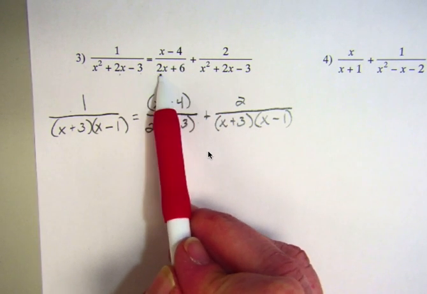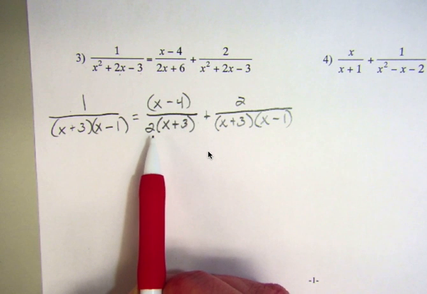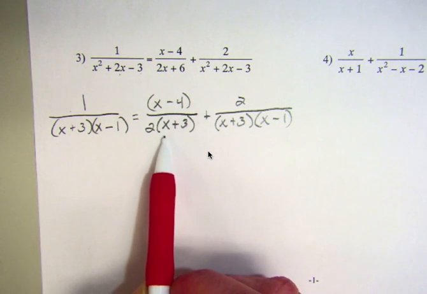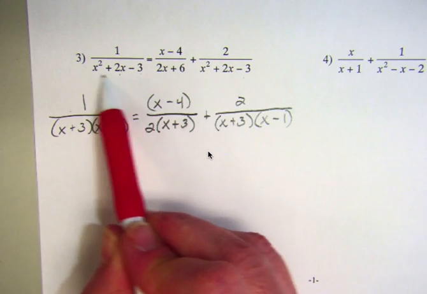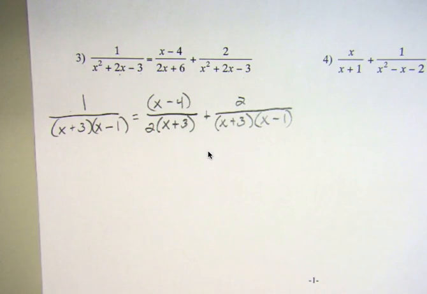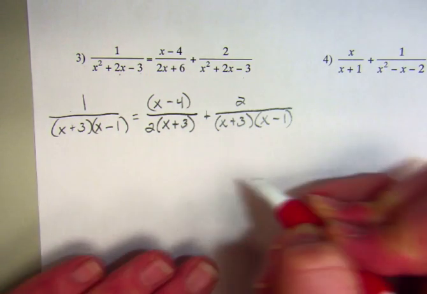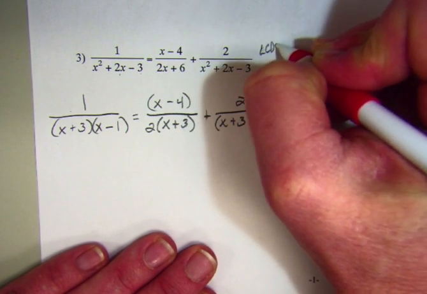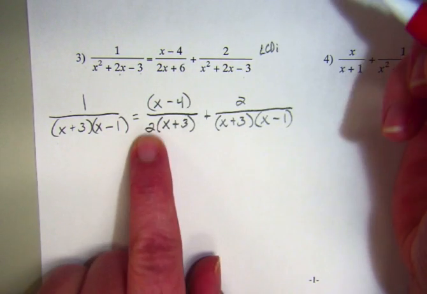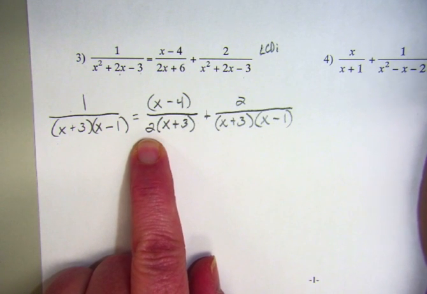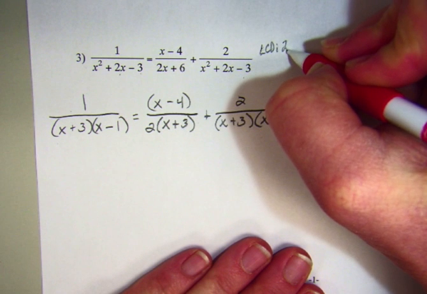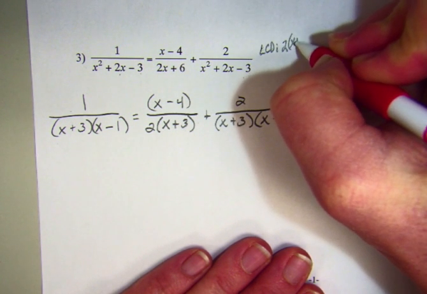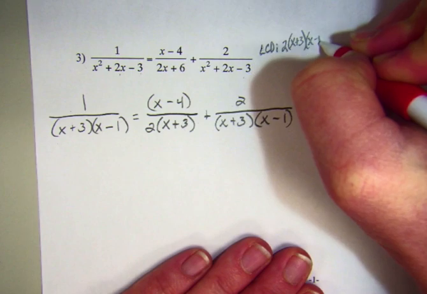On the bottom here, I can take out a 2. That's how I got 2 parentheses x plus 3. And on the bottom here, it's the same as over here, so it's x plus 3 and x minus 1. So my least common denominator is, I've got this 2 and x plus 3, and I need an x minus 1. So my least common denominator is 2 times x plus 3, x minus 1.